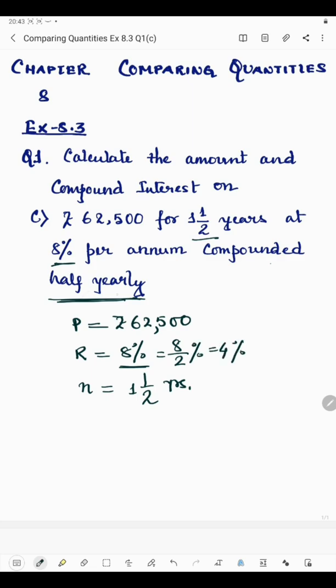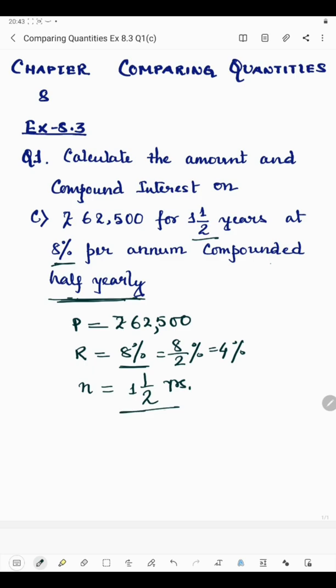Since we are finding the interest for half of the year, that means after 6 months what will be the interest? It won't be charged 8%, isn't it? Because 8% is the rate of interest for the whole year, and we are finding the compound interest for half of the year. So it will be half of the rate of interest which is given, which is 4%.